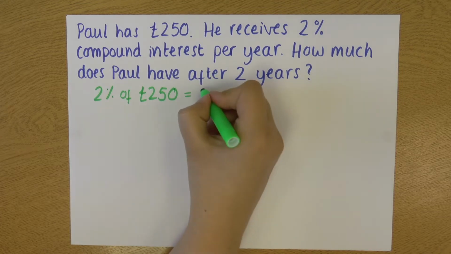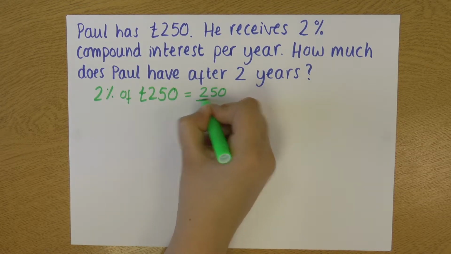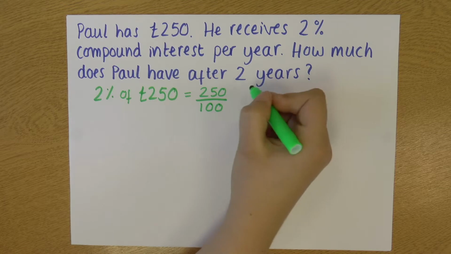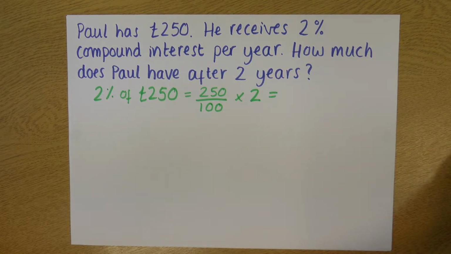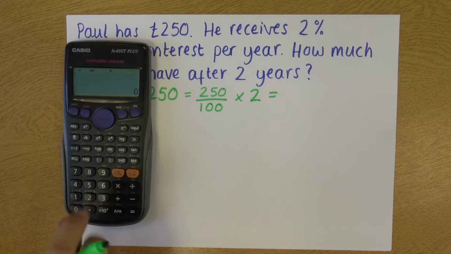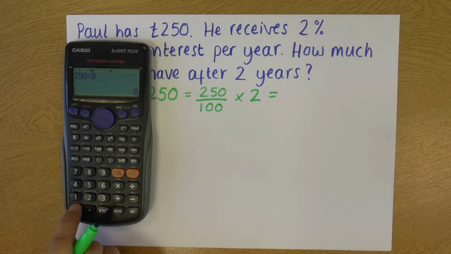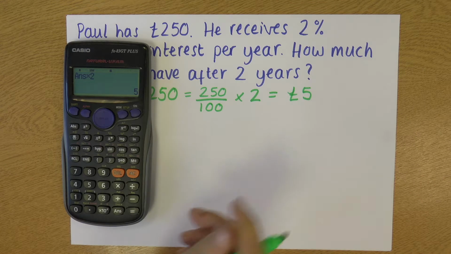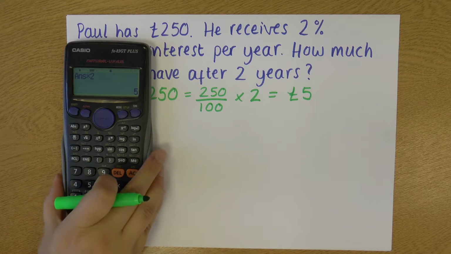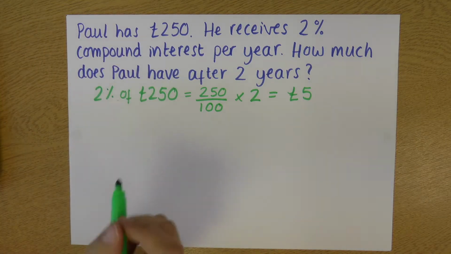So to do this, 250 divided by 100 times 2. And I'm going to use a calculator for this. So 250 divided by 100 times 2, and that is £5. So 2% is £5.